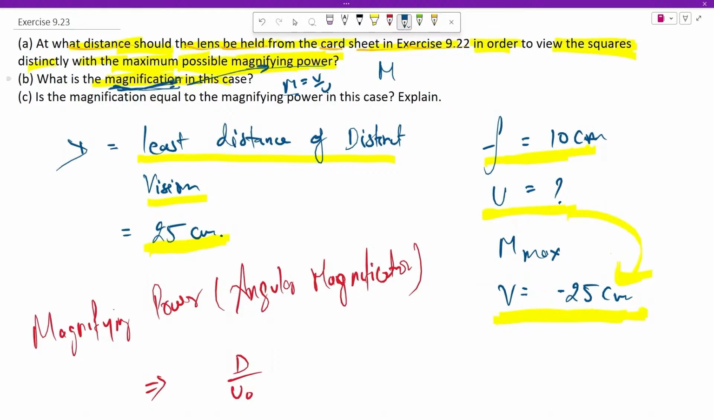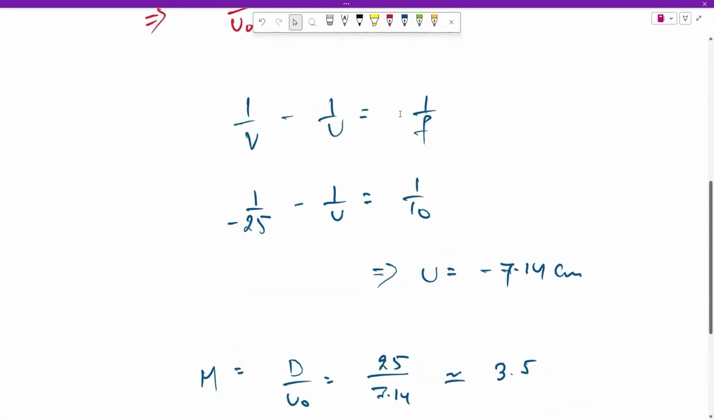So we have the formula ready to be used, that is the lens equation: 1 by v minus 1 by u equals 1 by f. Now here we can put the value of v as 25 centimeter, and with sign convention it would be equal to minus 25 centimeter. We have to find the value of u, and the value of f is given, that is 10 centimeter. Now the value of u from this calculation is minus 7.14 centimeter.